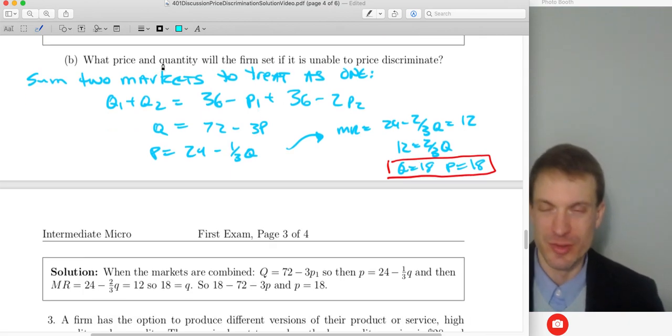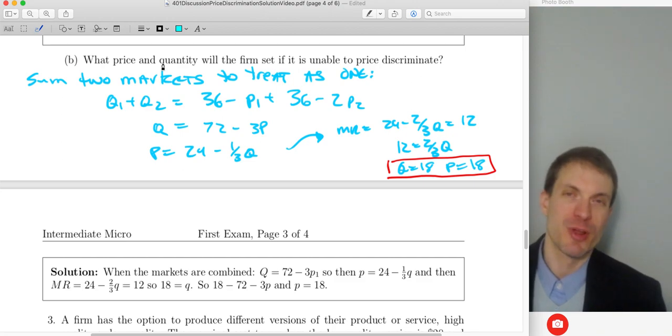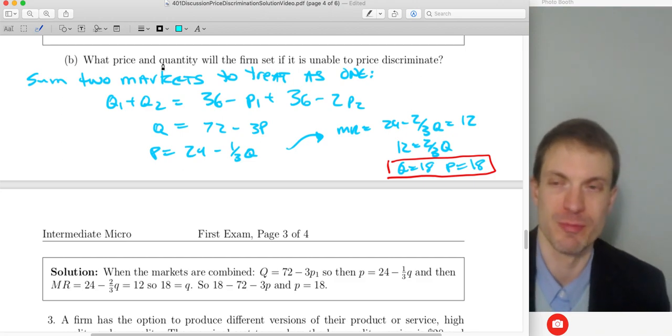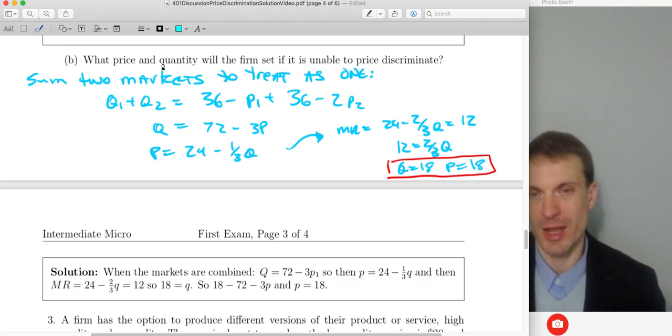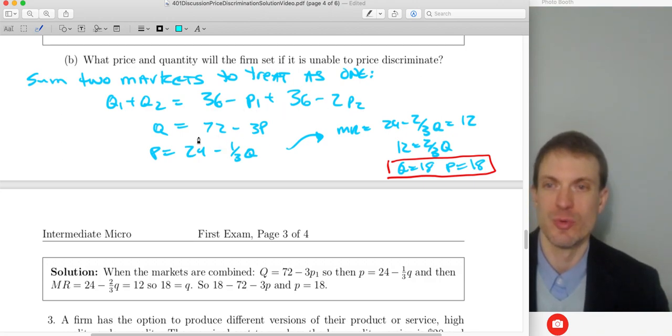Good. All right. So what price and quantity will the firm set if it's unable to price discriminate? Well, if they're not able to price discriminate, they have to treat the two segments of the market as a single segment. So I'm going to add up the two demands. We had 36 minus P1 in one market, 36 minus 2P2 in the other market. So we have 72 minus 3P. Solving to get my inverse demand, it's going to be 24 minus 1/3 Q.